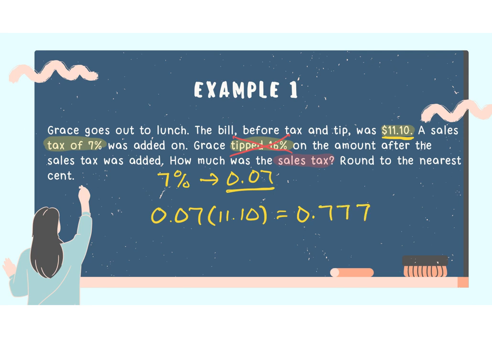0.777. Now it says nearest cent, and that tells me I can only have 2 decimal places, or 2 numbers after the decimal, which would be our 7 and 7 right here. However, this number tells me I need to round up. So my final answer will be 0.78. So basically, we have 78 cents worth of tax.